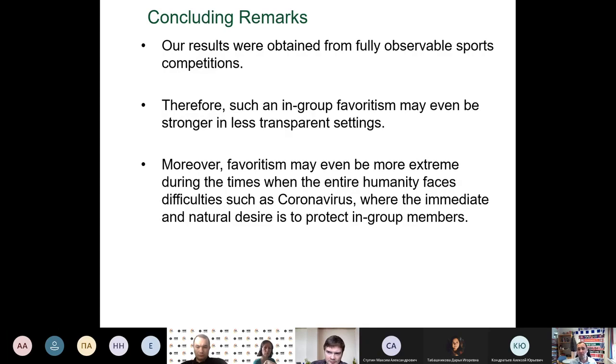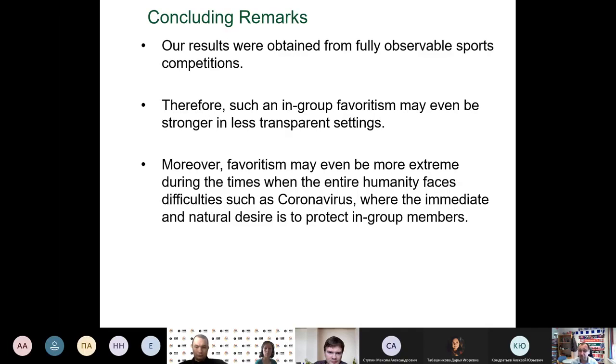Our results were obtained from a fully observable sports competition. Therefore, such in-group favoritism may even be stronger in less transparent settings. So imagine, here everything is observable, so someone like Alex can come and do this study and say, oh, Russian referees, they are biased. So you have to be careful. But imagine now what's happening in other fields, in other settings where nobody knows what's going on. I'm just raising a question. I don't really know. I just imagine what's going on in other settings.